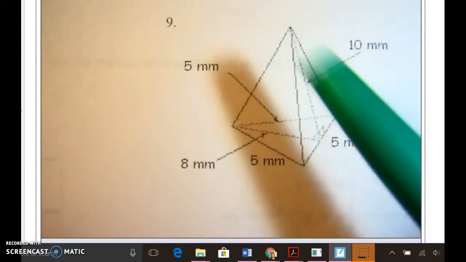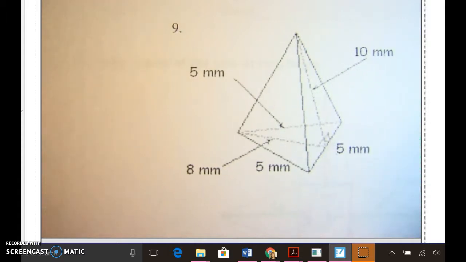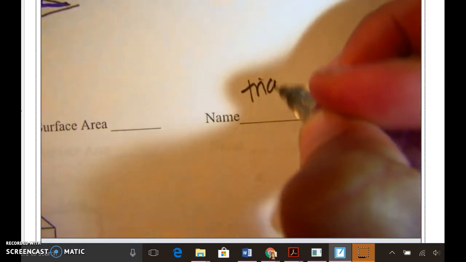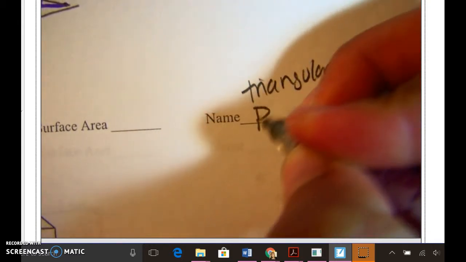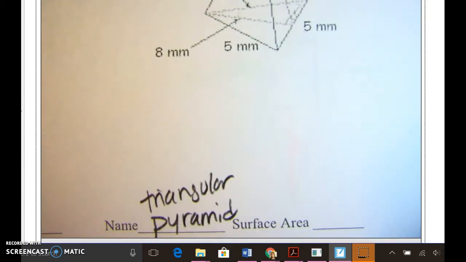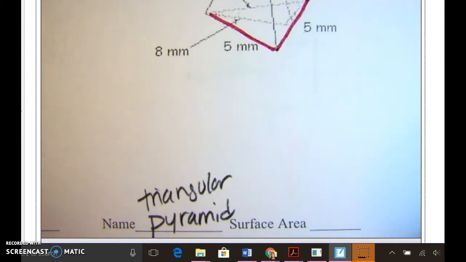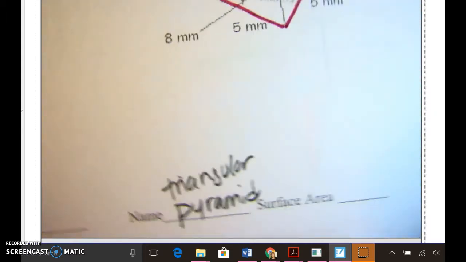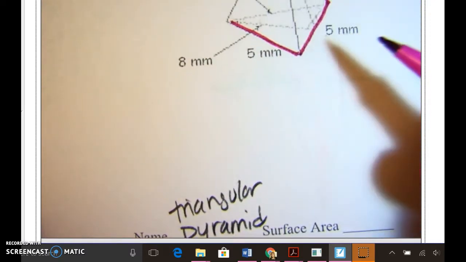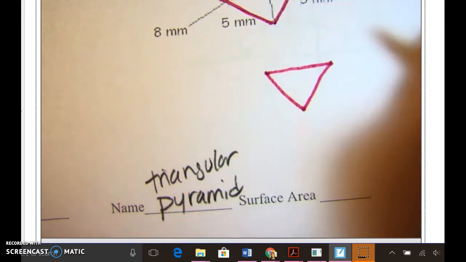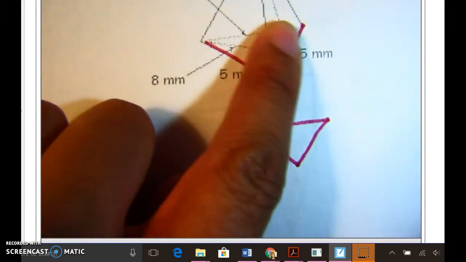I have another object that's surrounded by triangles, so I know it's a pyramid. What kind of pyramid it is depends on the base. The base is a triangle, so this is a triangular pyramid. Now I'm going to try to draw it. Well, I see that the bottom is equilateral, or it could be isosceles, but I know at least 2 of the sides are the same length. 2 of the sides are 5, and this one looks like it's the same. I'm just going to assume it's equilateral and kind of draw them all the same-ish size. Those are all the 5s. That's the bottom.